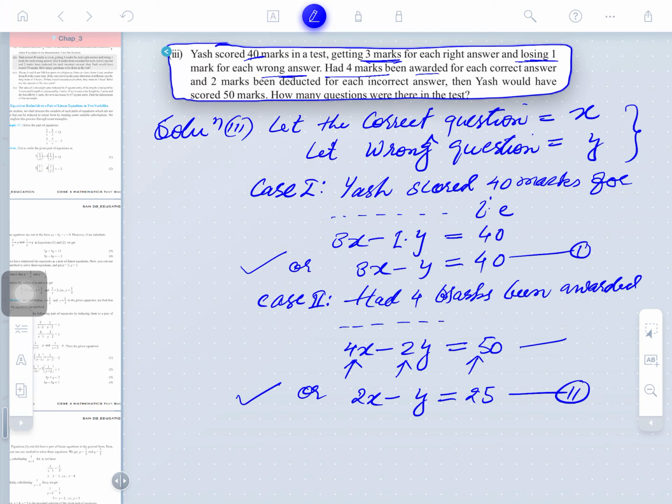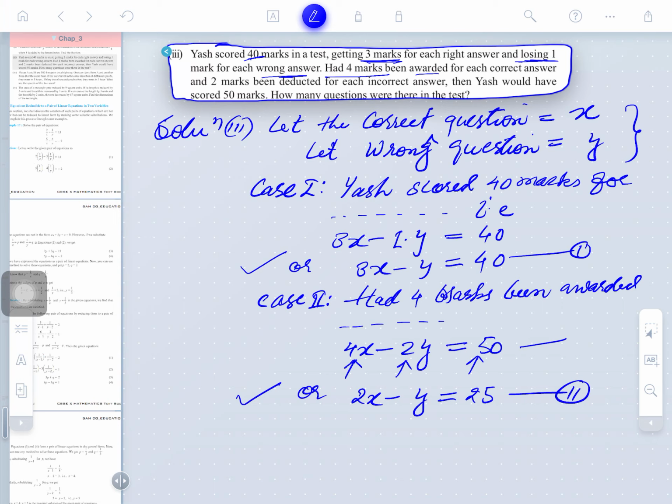Is that clear? Your x and y will be the number of correct questions and the number of wrong questions. Wrong question means the question wrongly attempted. Questions are not wrong here. Clear? So what is that? 3x minus y is 40 and 2x minus y is 25. Which method will you employ to solve? We will use the elimination method here.